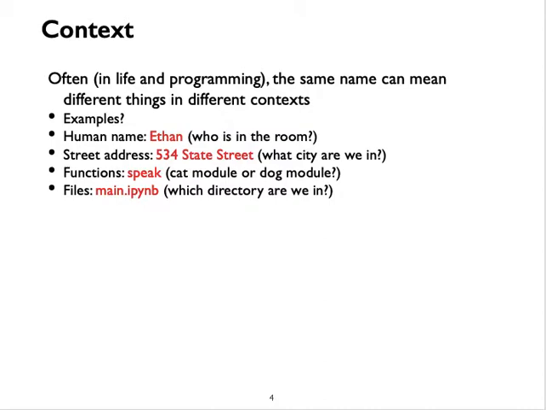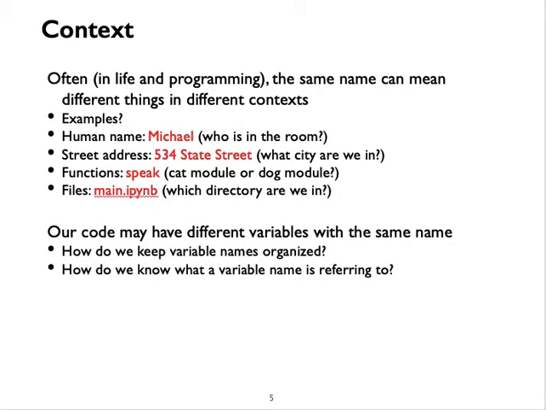When I use certain functions or commands like speak, which module am I in? What does speak mean if I wrote that function in this module versus speak in a different module? And finally, we'll talk a little bit about, well, we won't talk about it, but we worry also about files, right? Can we have two files with the same name? Well, we can if we're in a different directory. And that's kind of the idea behind scope. What's the context for the name that we're using?